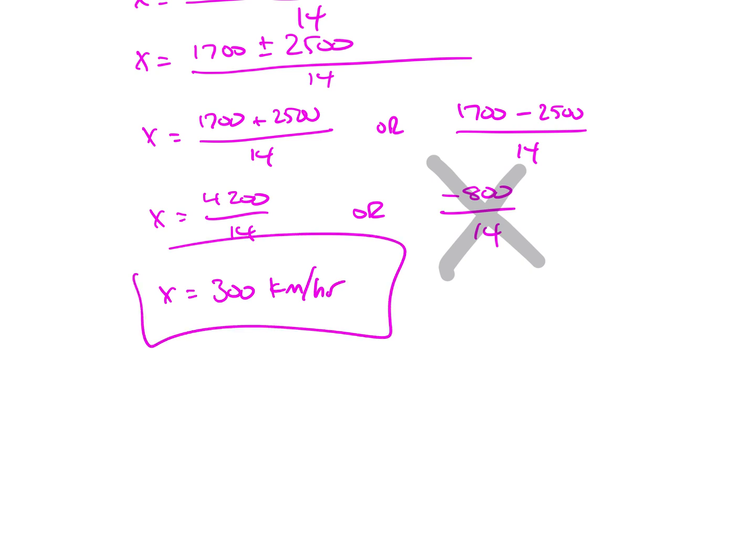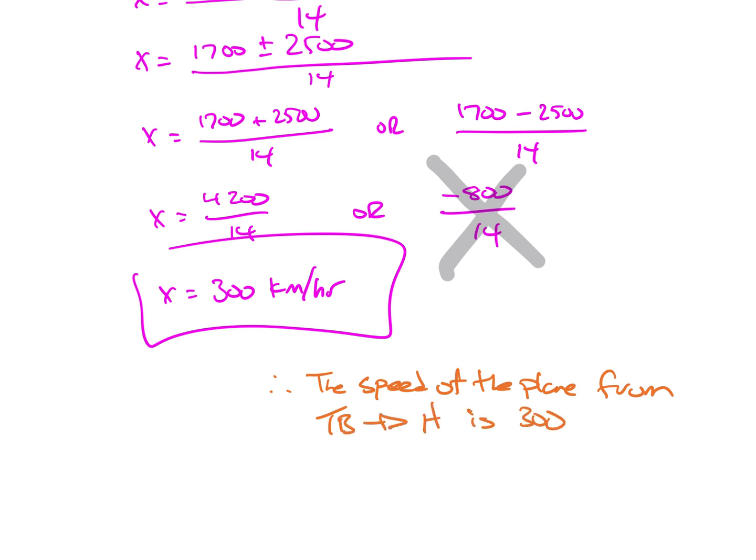Let's tie this up with a nice bow by going ahead and putting a therefore statement. Therefore, the speed of the plane from Thunder Bay to Halifax is 300 kilometers an hour.